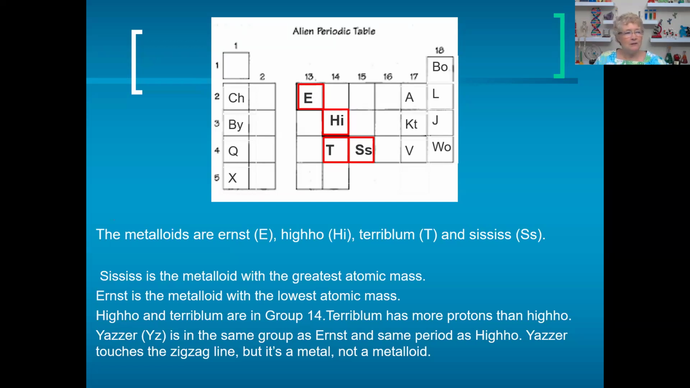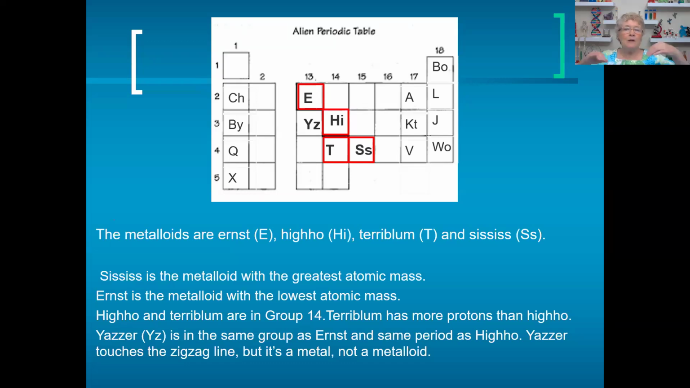Now, Yazur is in the same group as Ernst and the same period as Hi-Ho. All right, so find it. Same group as Ernst, same period as Hi-Ho. Yazzer touches the zigzag line, but it's a metal and not a metalloid. So it is going to be 13-3 right there.